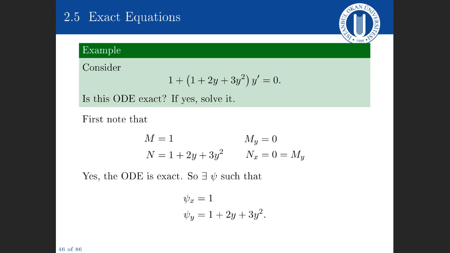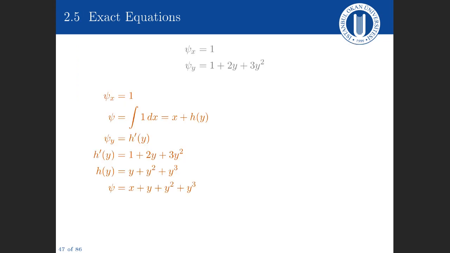That means there exists a function psi such that psi x is 1 and psi y is 1 plus 2y plus 3y squared. We could start with either one of these. We pick one equation to integrate and then differentiate. It doesn't matter which one of these two equations that we start with. So I'm going to solve this problem twice, once starting with the first equation and then once starting with the second equation.